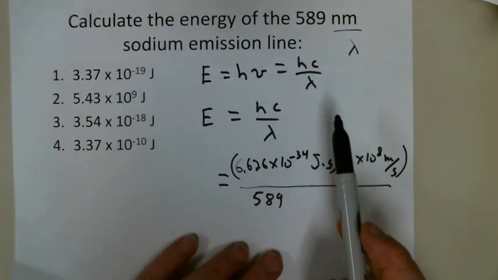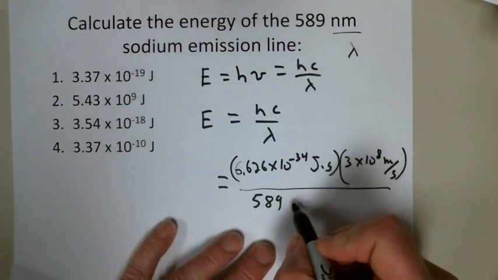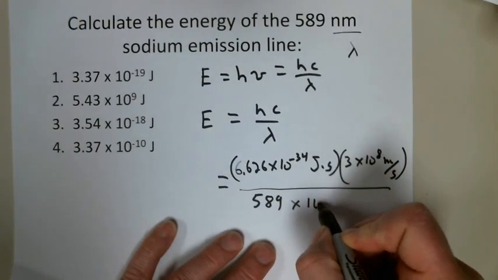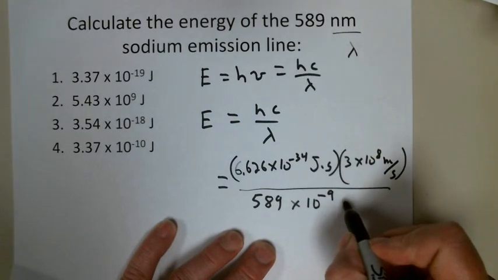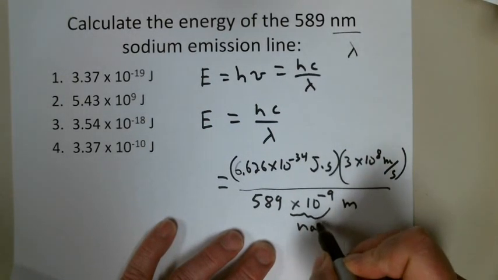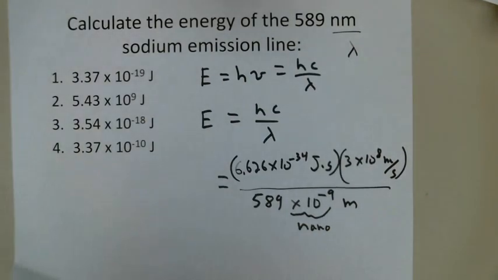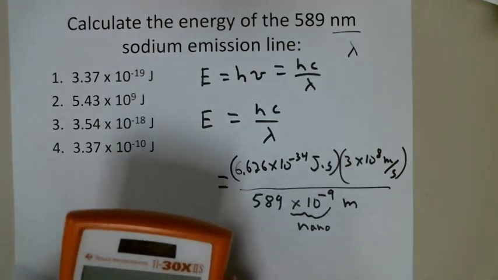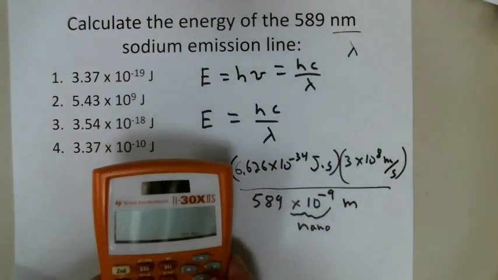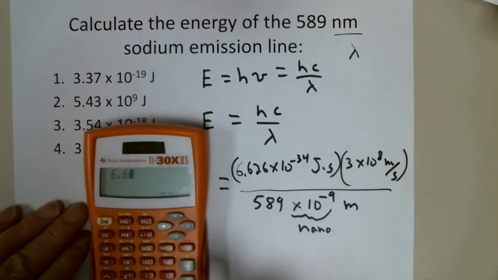589 nano, a nanometer is 10 to the minus 9. Nano means 10 to the minus 9. So times 10 to the minus 9 meters. So this is nano. So I've just done the conversion by plugging it in that way, right? And let's go ahead and do that calculation then, because our calculator can handle that just fine. We don't need to do the work. Let the calculator do the work.